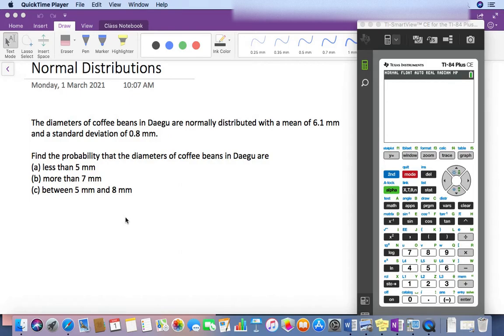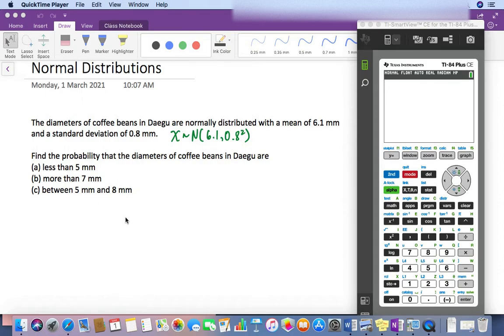The diameters of coffee beans in Daegu are normally distributed with a mean of 6.1 and a standard deviation of 0.88 millimeters. So before we start, it would be helpful for us to write this in proper mathematical notation. So we're going to say that, for example, the variable of the diameters is denoted by x. We say that it's normally distributed with a mean of 6.1 and a variance of 0.8 squared.